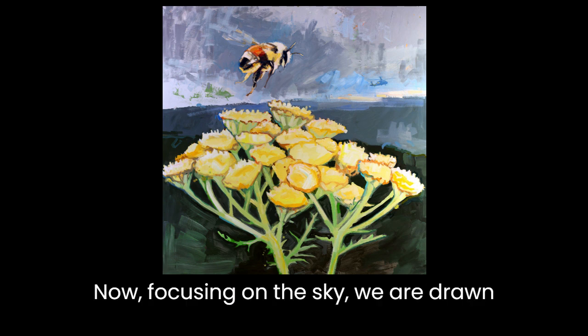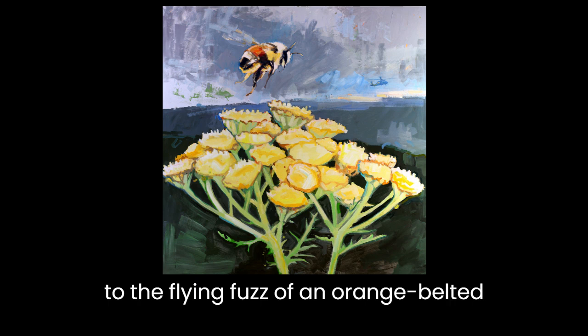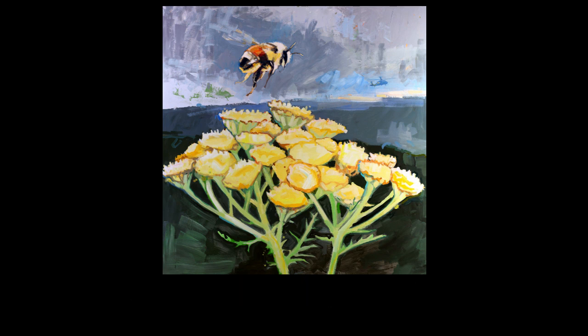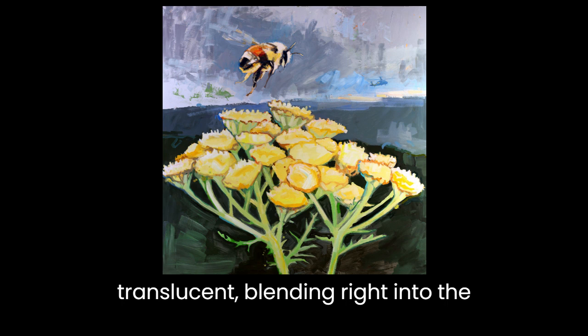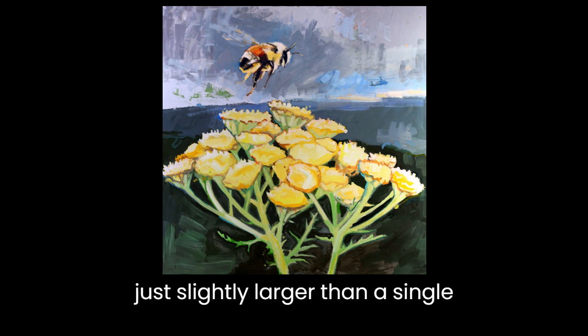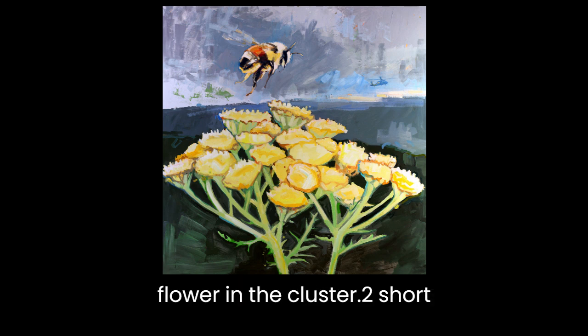Now focusing on the sky, we are drawn to the flying fuzz of an orange-belted bumblebee. Its wings are nearly translucent, blending right into the dark gray sky backdrop. The bee is just slightly larger than a single flower in the cluster.